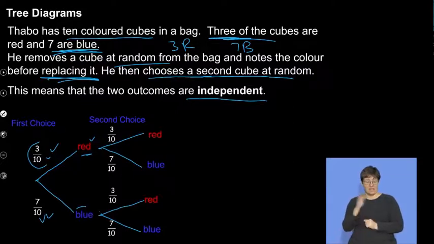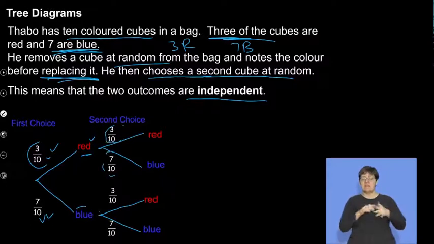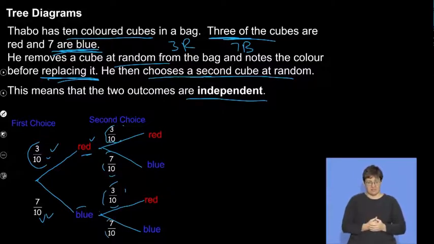Yes. Let's go to the second branch. Again, 3 out of 10 plus 7 out of 10. What do we get? We get 1. Also here, 3 out of 10 plus 7 out of 10, we get 1. It will always add up to 1. Are we all together? Okay.